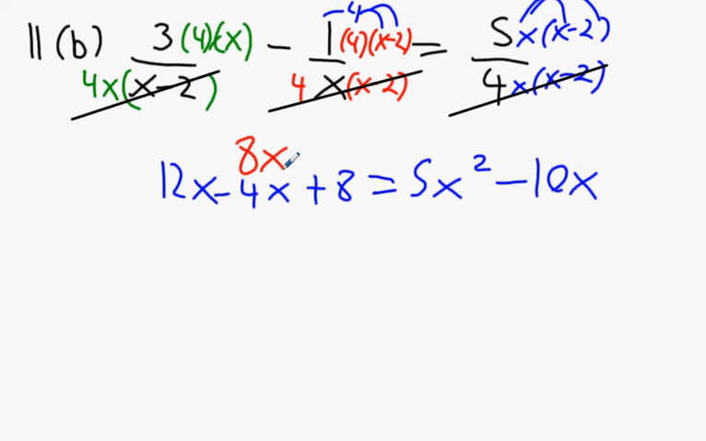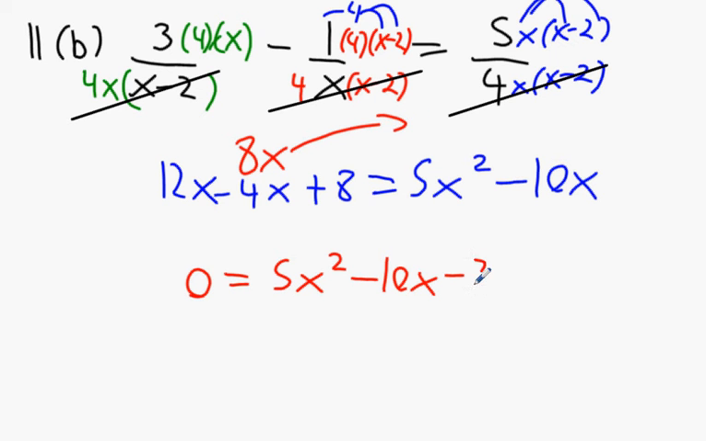8x, yeah? I think that's what you're trying to say, right? Now, 0 equals 5x squared minus 10x. What goes over to meet the 10x? The 8x does. And then what goes over to the 8? The 8 will go over the other side, won't it? And when the 8 goes over the other side, it's minus 8.